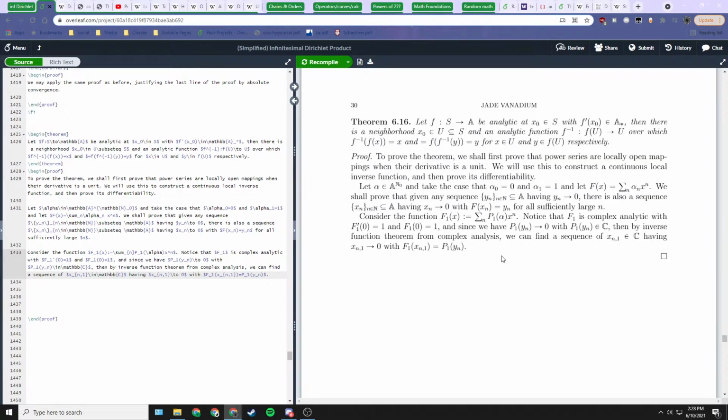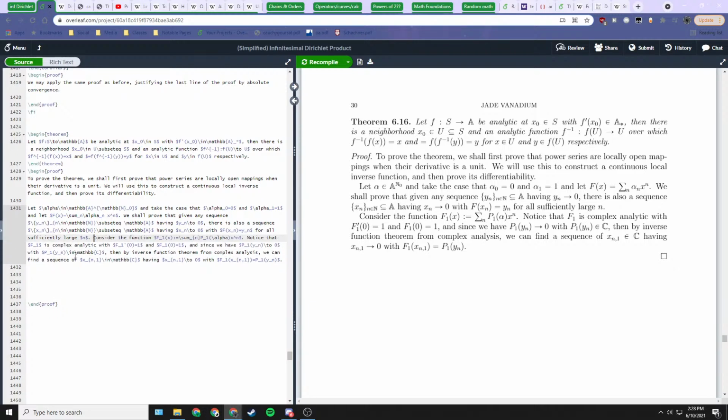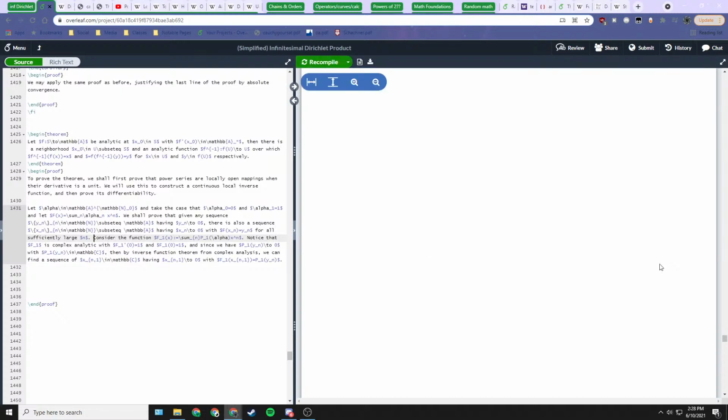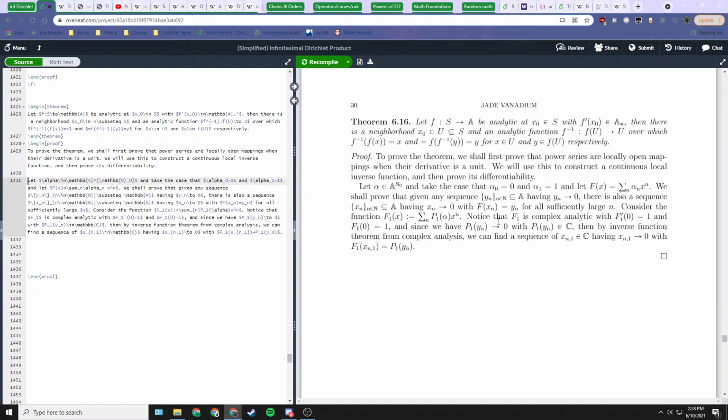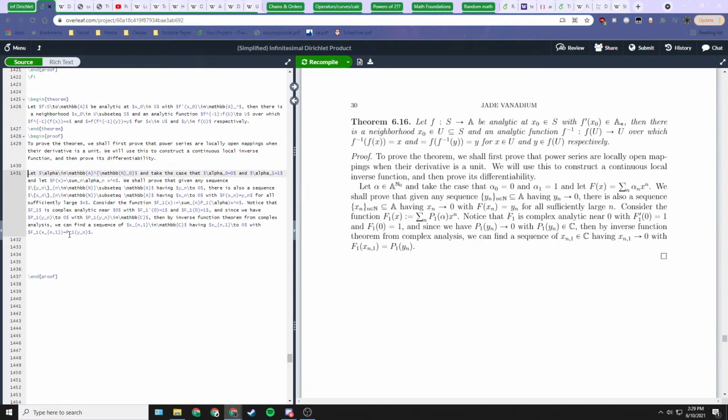Okay, so we're going to consider this function f1. We have this sequence of y sub n's, and they're tending to 0. Since the y sub n's are tending to 0, the projection p1 of y sub n is also tending to 0. So we're going to consider this function f sub 1, which is the same power series, but using p1 of alpha. Notice that f1 is complex analytic near 0, with f1 prime at 0 equal to 1, and f1 at 0 also equal to 0.